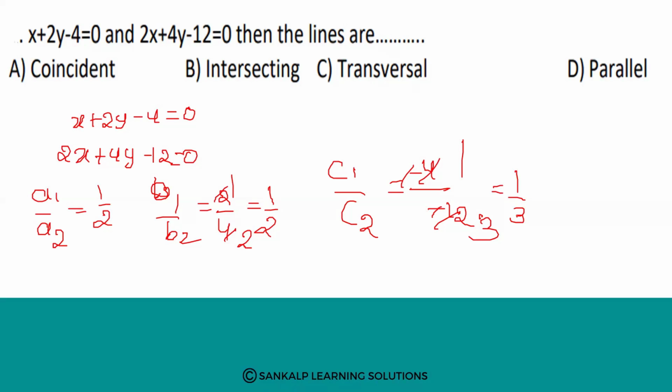Now, when you observe the ratios, a1 divided by a2 is equal to b1 divided by b2, but it is not equal to c1 divided by c2. Yes or no? Now, the lines are parallel. Yes or no? So, the lines are parallel to each other.